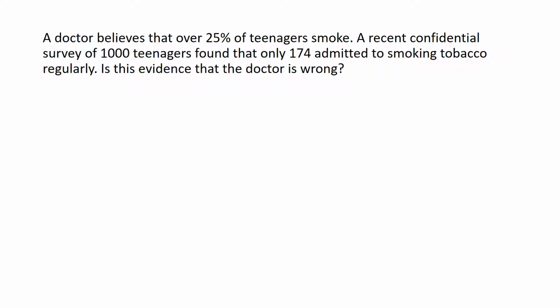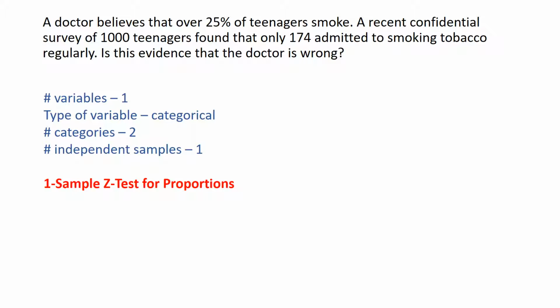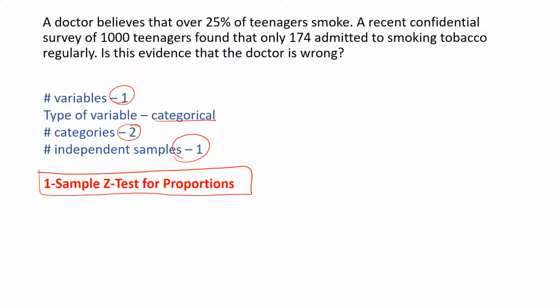I see only one variable, smoking status. It's categorical with only two categories, either you smoke or you don't smoke. A recent confidential survey indicates that we would have only one independent sample. One categorical variable with two categories. Two categories tells us that we'll be dealing with proportions. One independent sample means that we will be using a one sample z-test for proportions.